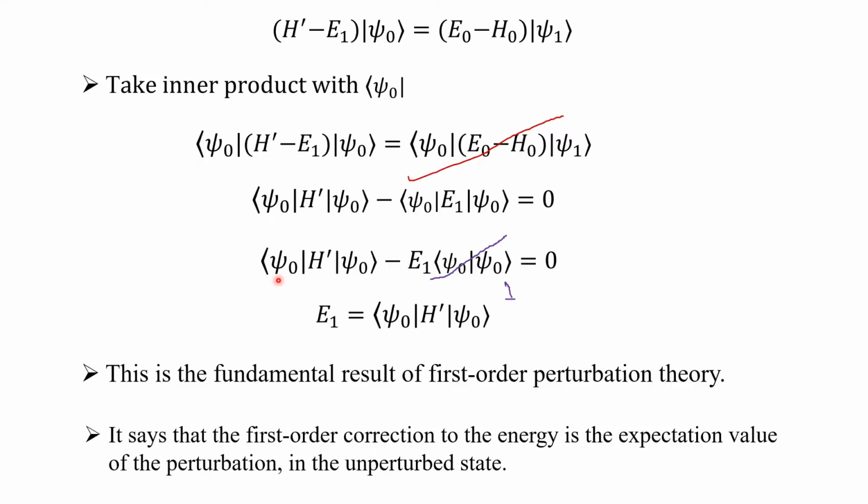If you bring this to the right hand side, you will get ⟨psi naught|H prime|psi naught⟩. This is the fundamental result of the first order perturbation theory. It is very interesting to note that the first order energy correction is nothing but, if you look at the right hand side, the expectation value, by definition, of the perturbed Hamiltonian in the unperturbed state. Psi naught is the unperturbed state. So, energy correction is equal to the expectation value of the perturbed Hamiltonian in the unperturbed state. That is very important.